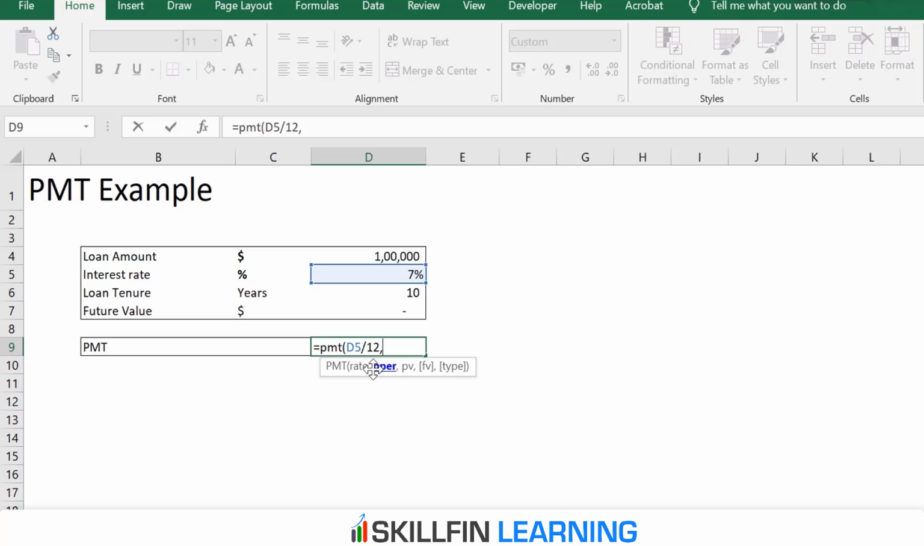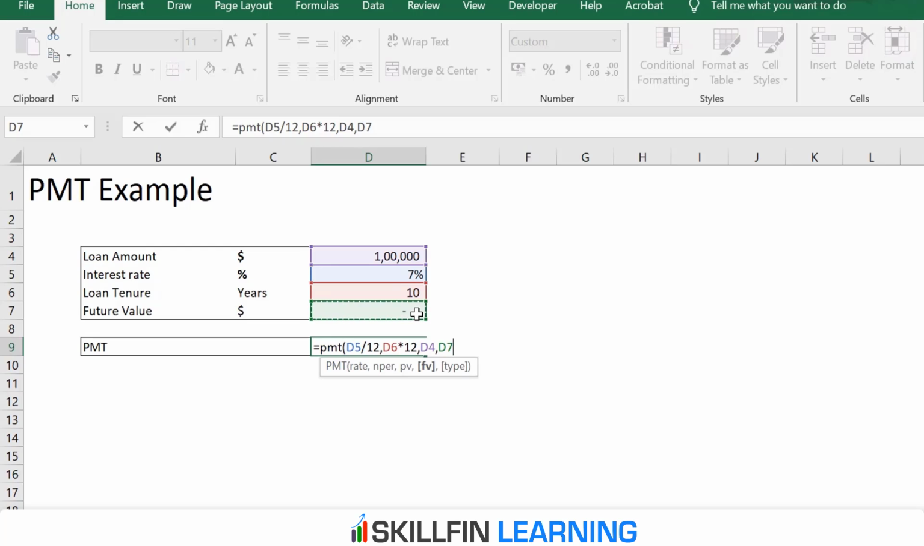NPER is the number of installments or the loan tenure. So here we have 10 years. So we select 10 years, then multiply by 12, which is 120 months. Present value is the amount of the loan. The future value is the value we expect at the end of the loan tenure. So here we expect the future value of the loan to be 0 because it will be paid entirely.